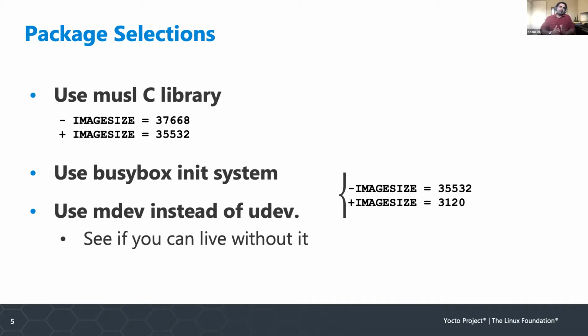So I started comparing with the alt config, which means I had systemd on the box, right? And then I switched from systemd to BusyBox, and my image size went from 35 meg to 3 meg. And the reason there was that I think there are dependencies that systemd was pulling in that got dropped as well. And use mdev instead of udev.